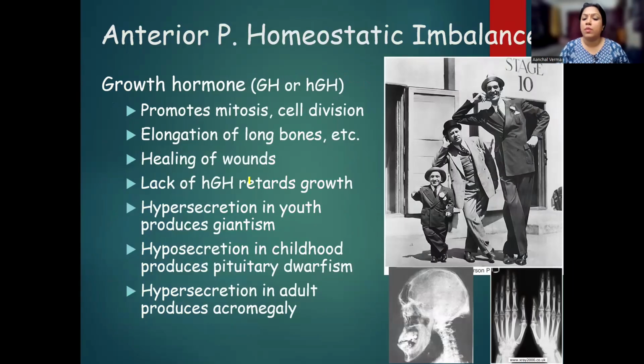Now, growth hormone promotes mitosis and cell division. You can see here in this person, the growth hormone has worked too much. Here, there is less of growth hormone. This is a normal individual. Elongation of long bones, healing of wounds, lack of human growth hormone retards growth, hypersecretion in youth. When a person has attained its height and then also the growth hormone is being released, the person suffers from gigantism, right? Hyposecretion in childhood is dwarfism, and hypersecretion in adults is acromegaly.